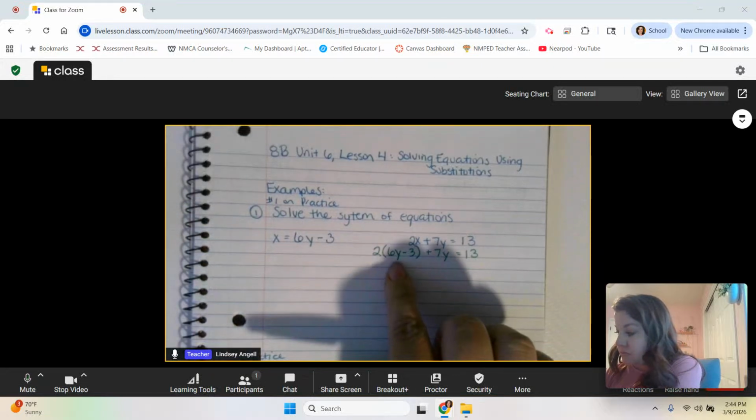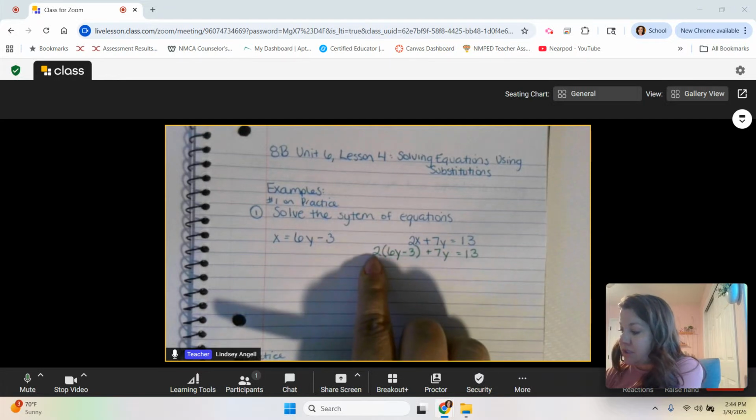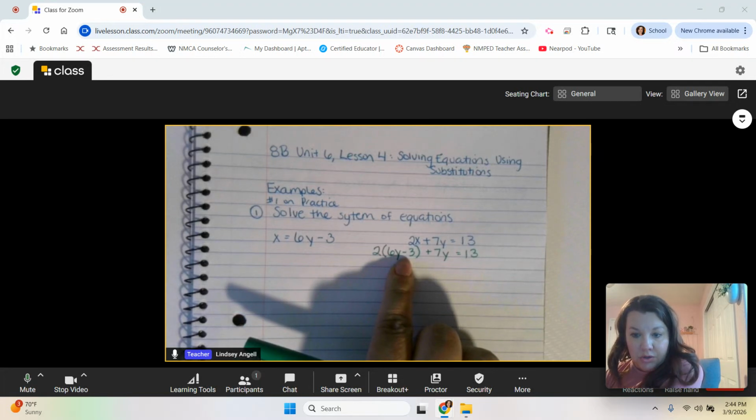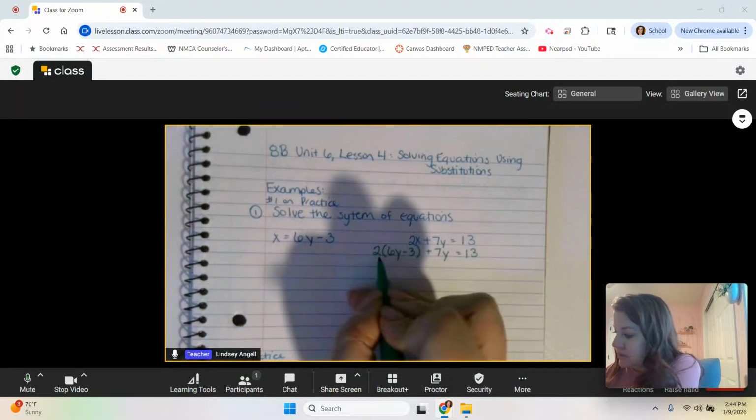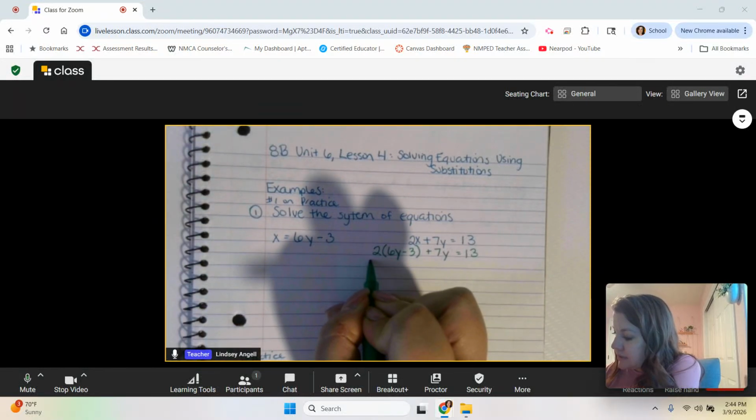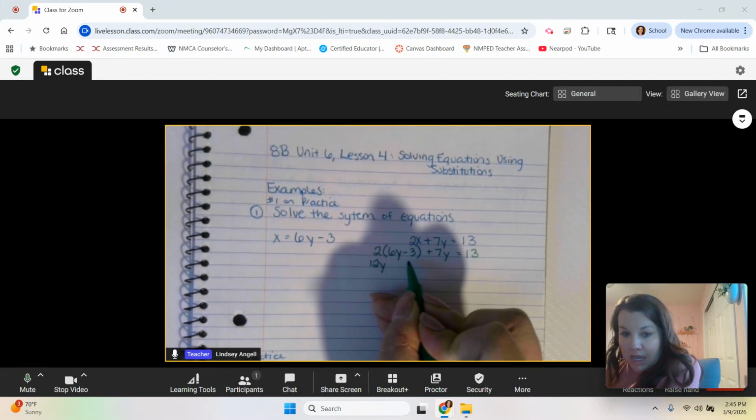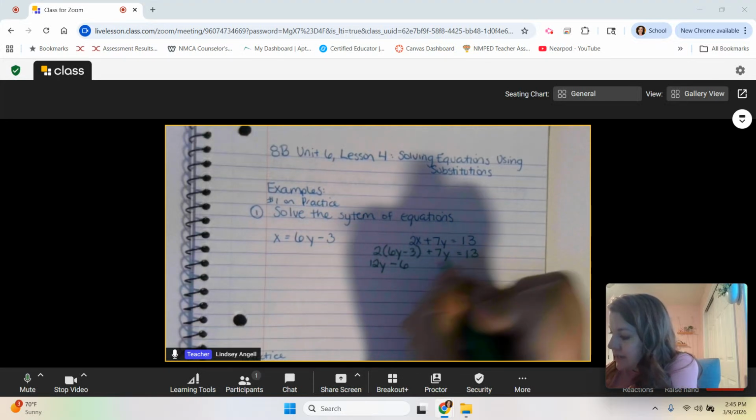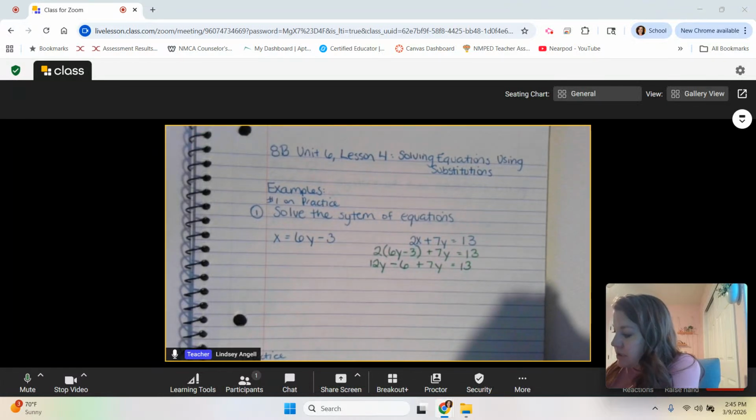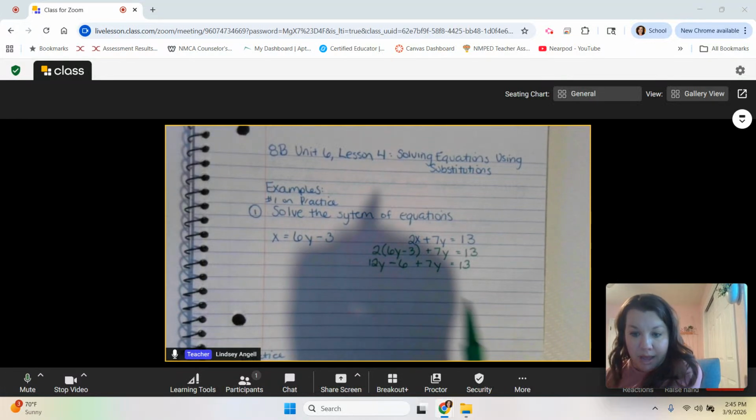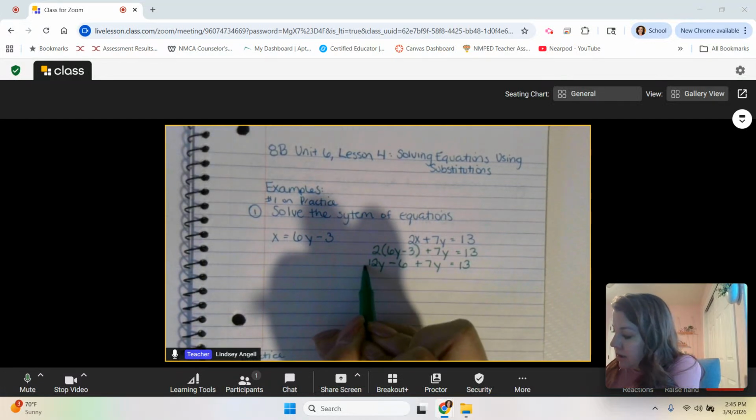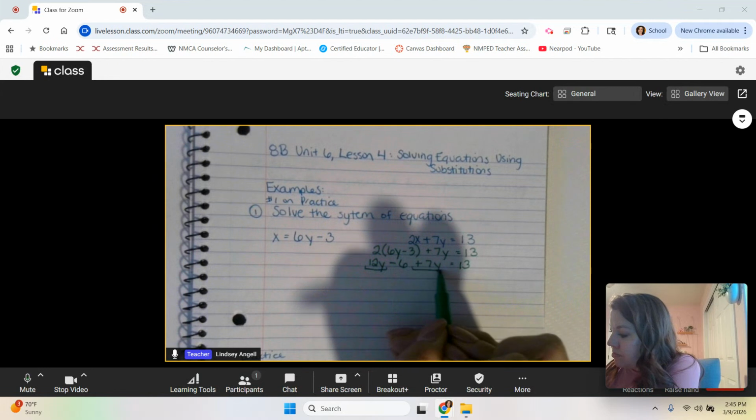With that, I need to take care of my parentheses. I have this 2 hanging out here, so I'm going to distribute it into my parentheses. 2 times 6 is 12, so we have 12y. 2 times negative 3 is negative 6, and then we have plus 7y equals 13. Now I'm going to combine like terms. So I've got 12y plus 7y.